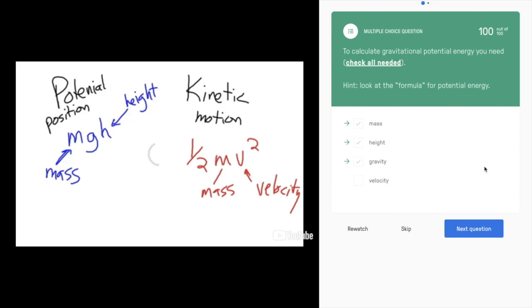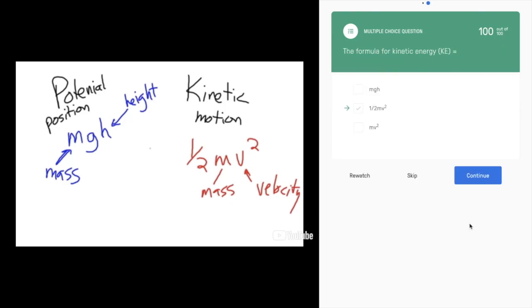That is why we need the mass, height, and gravity. Very good. For the next question, the formula for kinetic energy, or KE, is, you got it again, right, 1/2 mv squared. So let us continue the video.